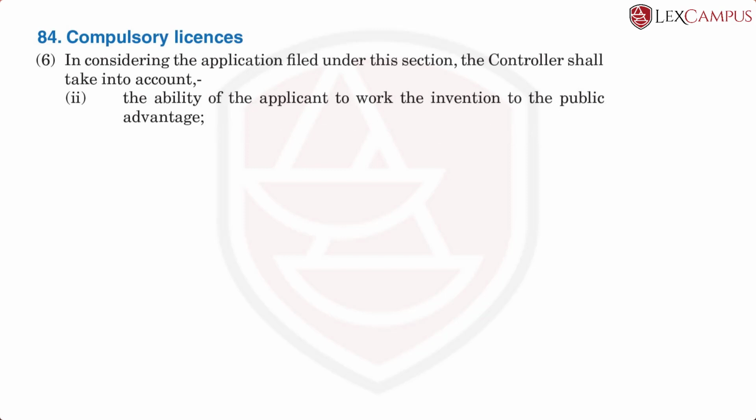So, if the person interested is a person who has only a research interest, and in another case if the person interested is a competitor who has manufacturing capacity, those 2 things will weigh differently in considering whether a patent should be put on compulsory license. So, the ability of the applicant to work the invention to the public advantage is important.